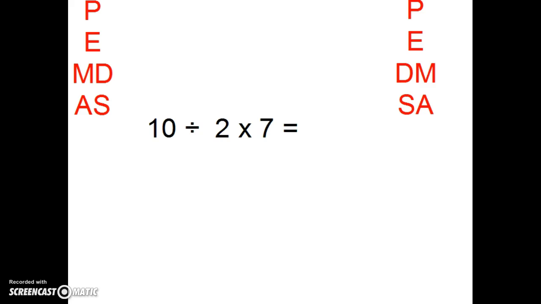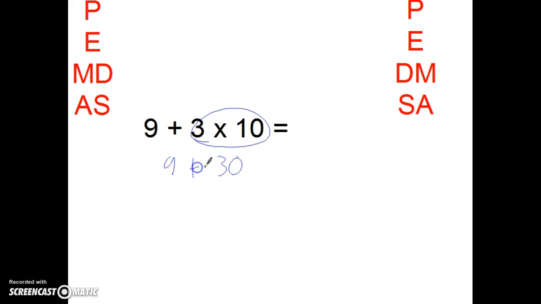10 divided by 2 times 7. Multiplying, dividing, equal power. I'm doing the one that comes first. So I got 5 times 7. It's going to give me 35. Adding and multiplying. Multiplying has more power. I'm doing him first. 9 plus 30 equals 39.